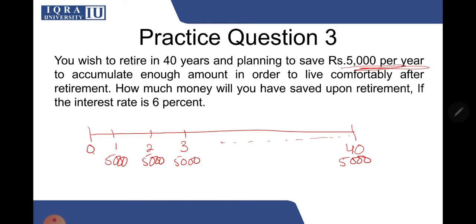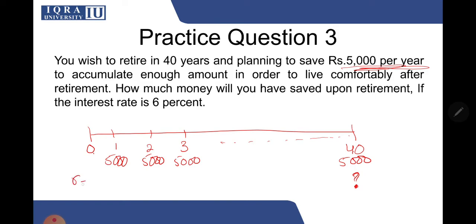So you wish to retire in 40 years and planning to save 5,000 per year. So 5,000 is going to be saved every year to accumulate enough amount in order to live comfortably after retirement. You will retire once you are 40 years old. So that means every year you are depositing 5,000. Now how much will you have saved upon retirement? So you will retire at the age of 40. It's asking you how much would you have saved upon retirement if the interest rate is 6%.